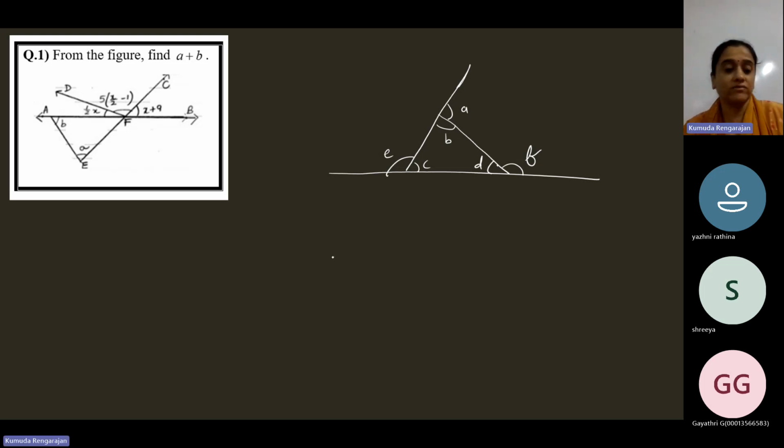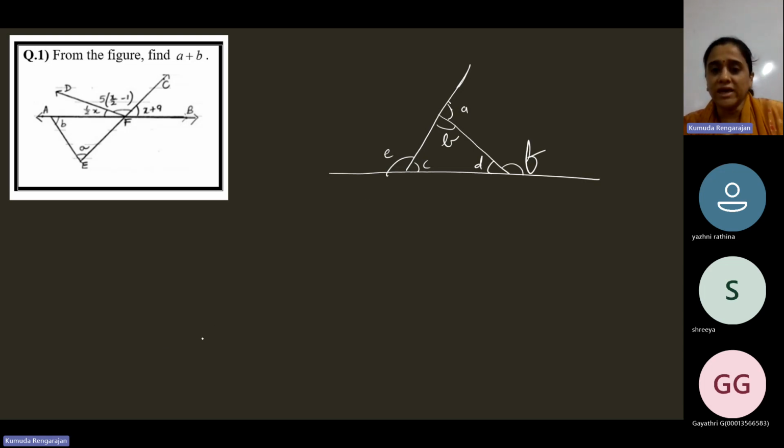This is my F. This is B. This one is B. This one is F. Yeah, now tell me. A, E, F are the exterior angles of the triangle.